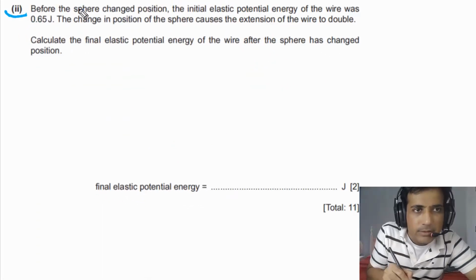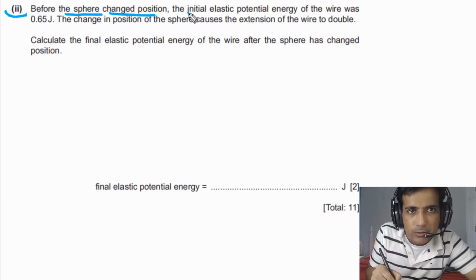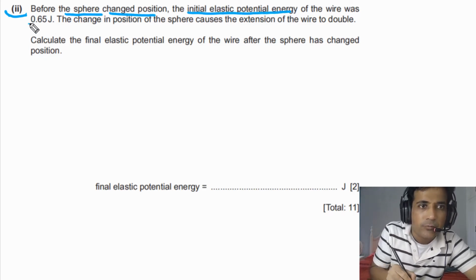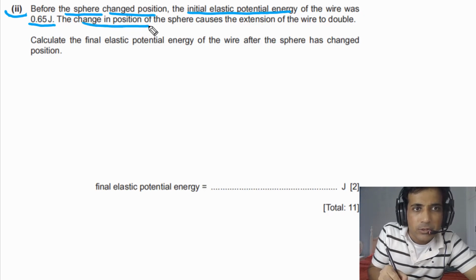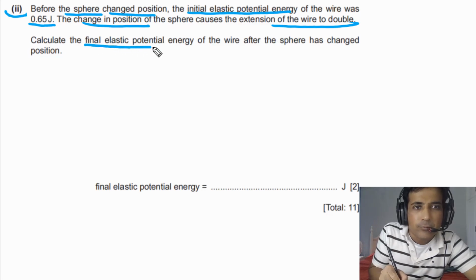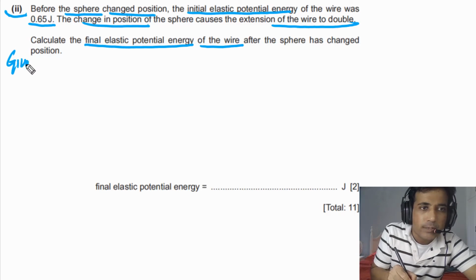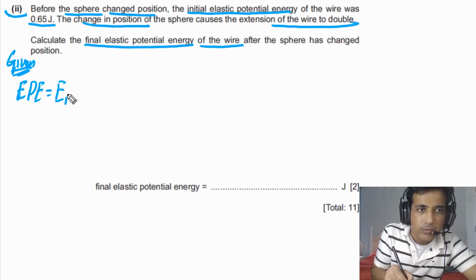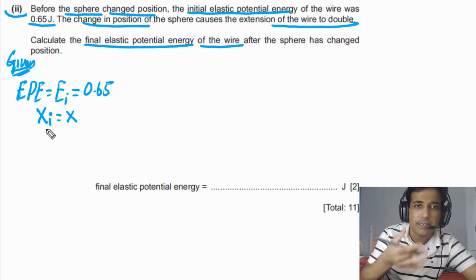For the second part, it is given that before the sphere changed position, the initial elastic potential energy of the wire was 0.65 joules. The change in position of the sphere causes the extension of the wire to double. We need to find the final elastic potential energy of the wire. First, let's write down what is given. Initial elastic potential energy, EPE, we write as E_I, equal to 0.65. Initial extension, X_I, is equal to x.